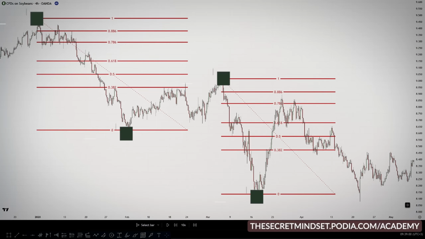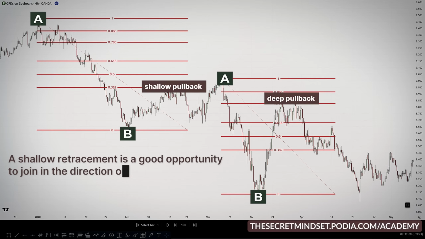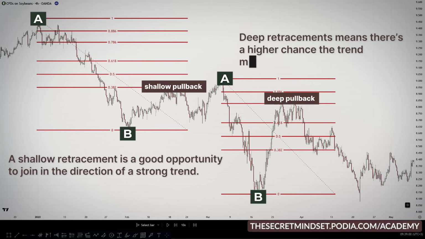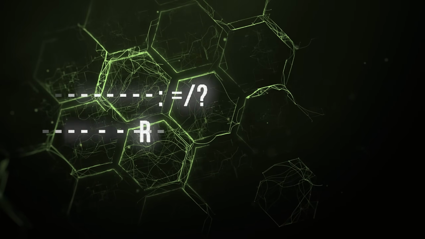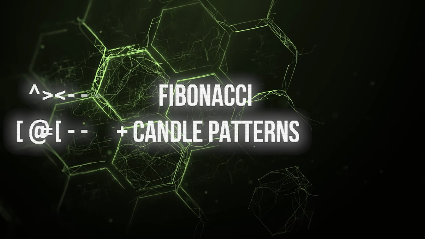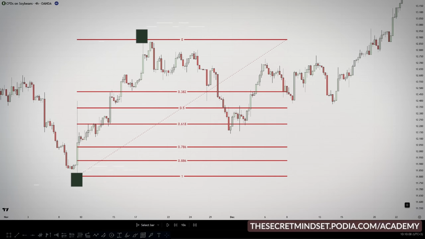If you see a shallow retracement in a strong trend, it might be a good opportunity to join in the direction of that trend. With deep retracements, you might need to be more cautious. While they can still lead to continuation of the trend, there's also a higher chance the trend might be losing steam. And if the price retraces 100% of the last move, it might be a sign that the trend has failed.